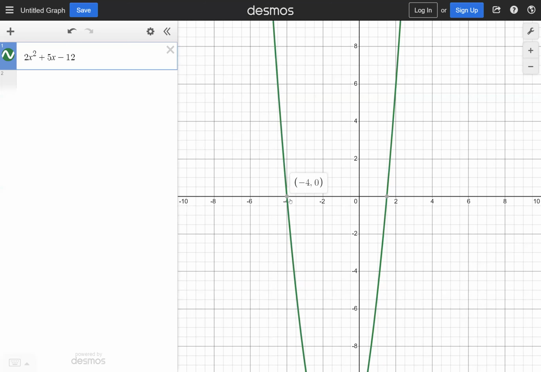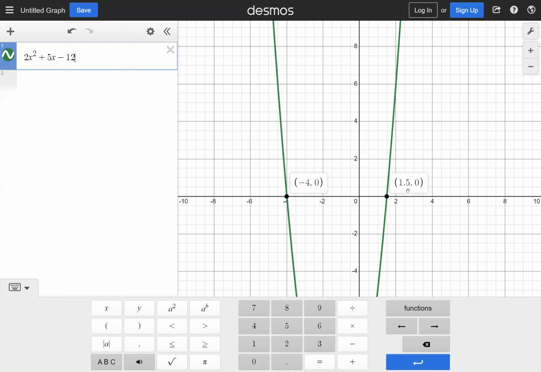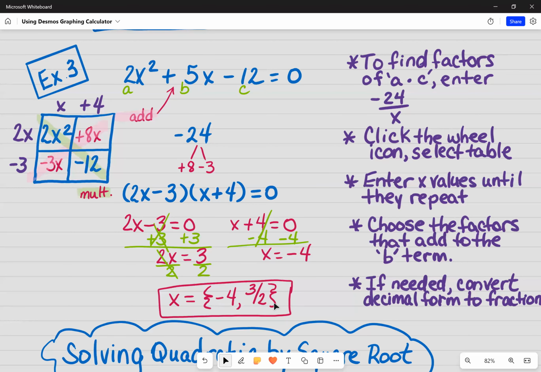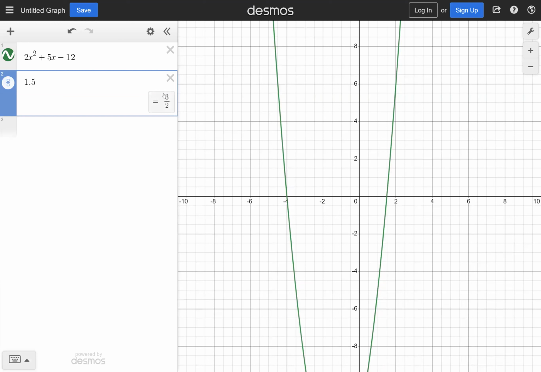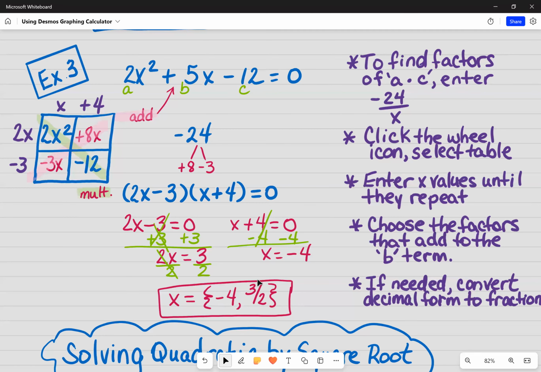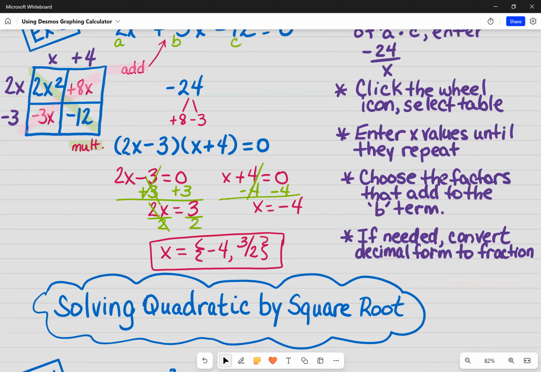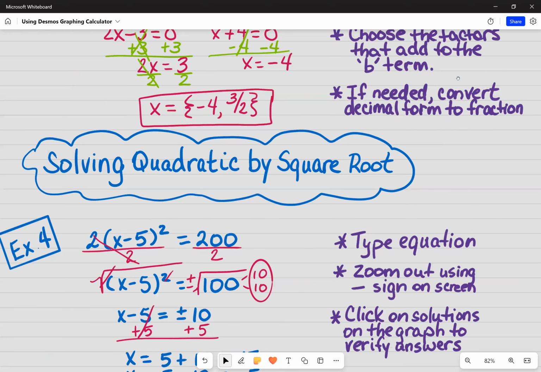I go to my x-axis, I see that -4, and I go over here and I see 1.5. So I have that same issue that I had earlier. I'm looking for a fraction. So I want to type in 1.5, click the fraction icon, and I see that it is equivalent to 3/2. So my zeros, roots, or solutions, whatever you want to call it, are -4 and 1.5, which is equivalent to 3/2.